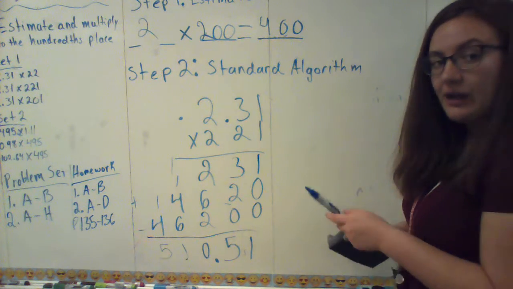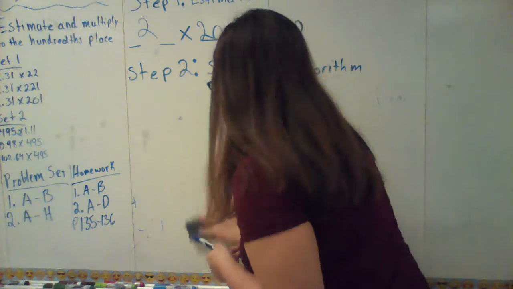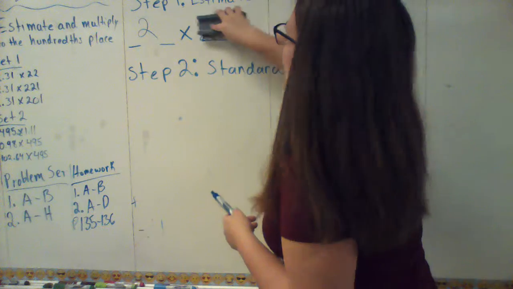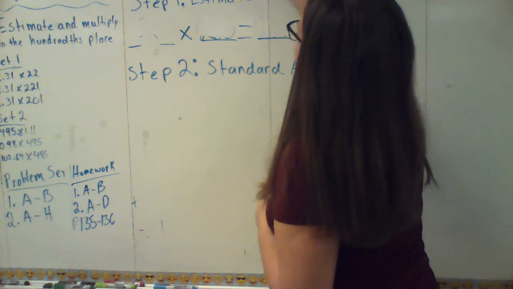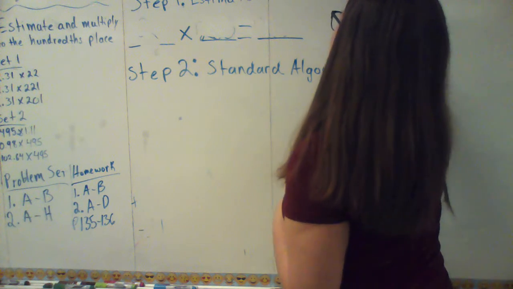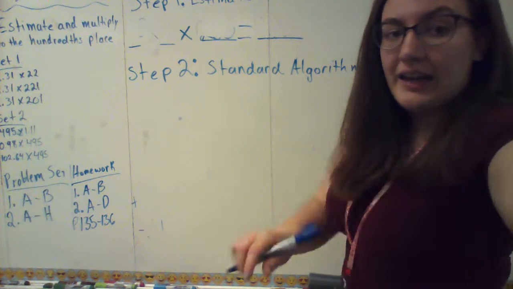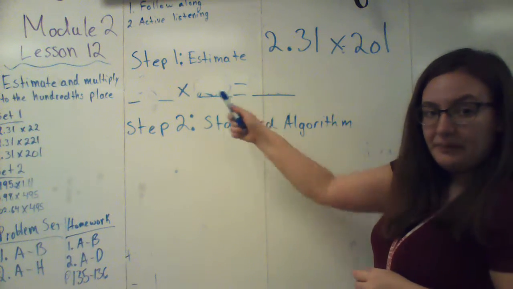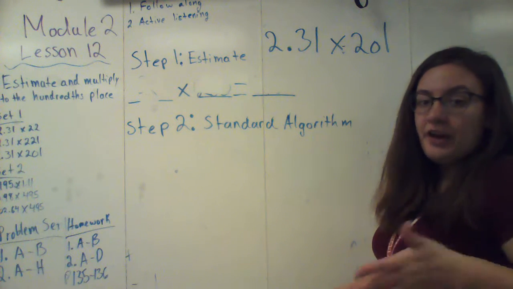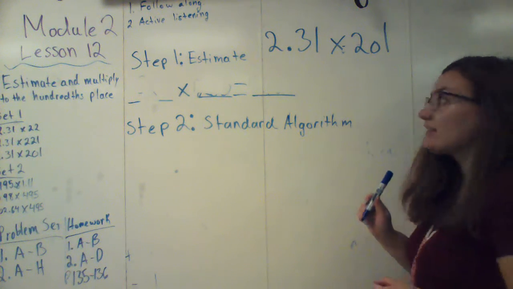Again, a very similar problem. So I'm going to erase what I have here and then get the new problem up on the board for you. So I have 2.31 times 201. Go ahead and pause the video right here and try to estimate and then solve this problem. You can replay once you have those steps finished and see if you got it right.